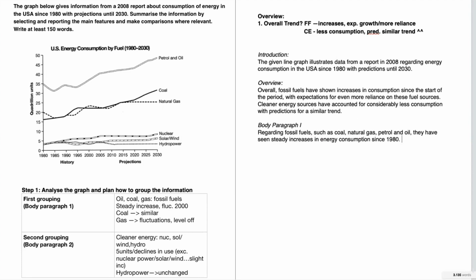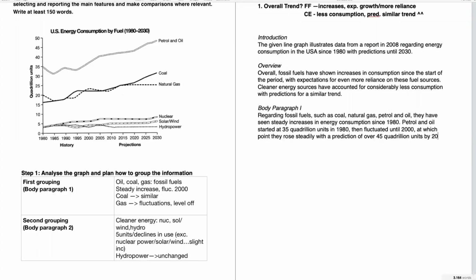Let's continue. I'm going to focus on now petrol and oil. So it says petrol and oil started at 35 quadrillion units in 1980, which is what we see right here on our graph. I'm using specific numbers and areas. And then I'm going to say, then fluctuated until 2000, like we talked about in our notes. And then going from 2000, I'm going to say at which point they rose steadily with a prediction of over 45 quadrillion units by 2030. And that is exactly what we see in our graph.